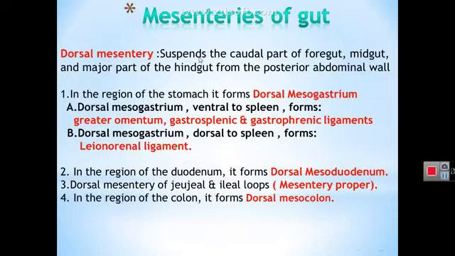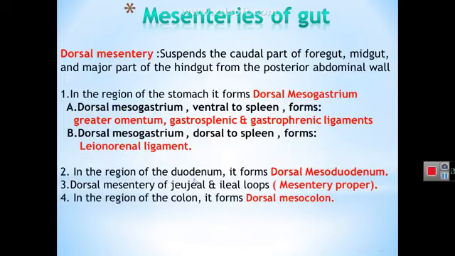Dorsal mesentery suspends the caudal part of the foregut, midgut, and major part of the hindgut from the dorsal abdominal wall. In the region of the stomach, the dorsal mesentery forms the dorsal mesogastrium. So the dorsal mesogastrium in the region of the stomach forms the greater omentum, gastrosplenic and gastrophrenic ligaments. Dorsal mesogastrium, dorsal to the spleen, forms the lienorenal ligament.